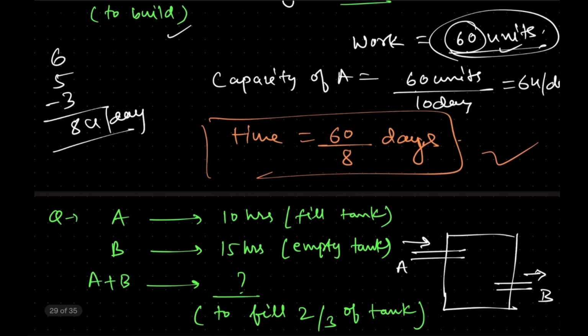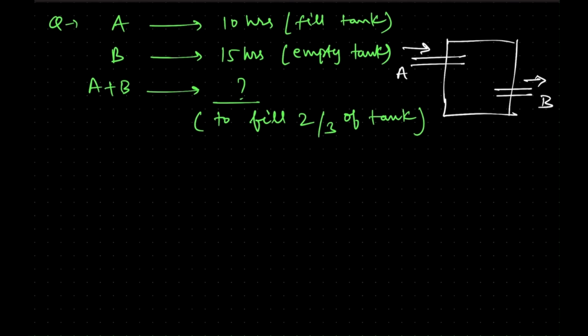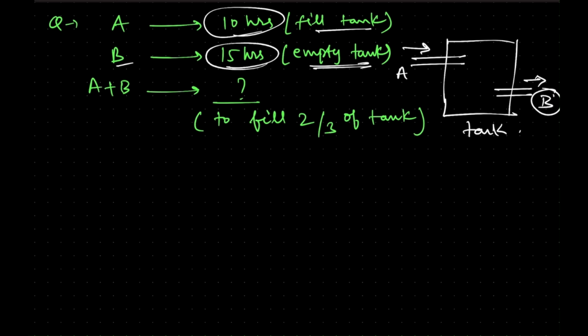So we will see one more question. Now let's see one more example. Here this is a pipe and cistern type problem. So here is a tank. A is a pipe that is filling the tank, and B is the pipe that is emptying the tank. We can see that A fills the tank in 10 hours and B empties the tank in 15 hours.